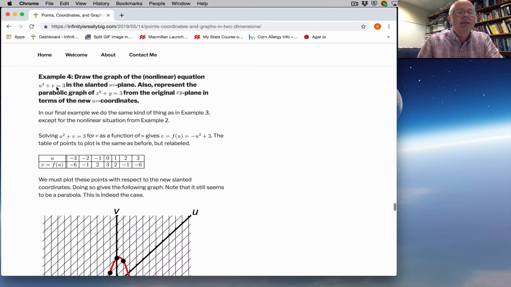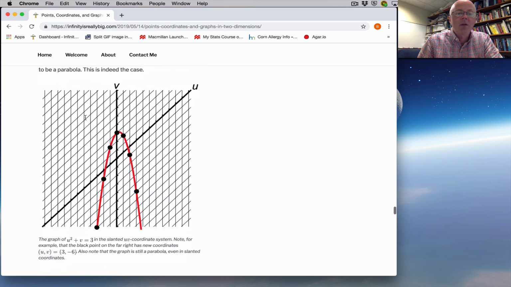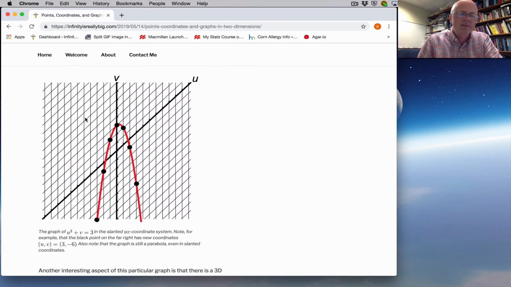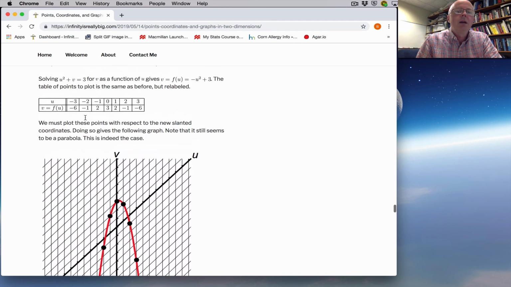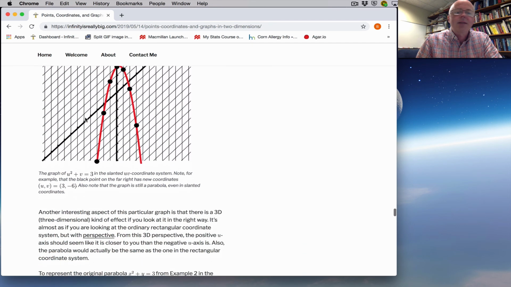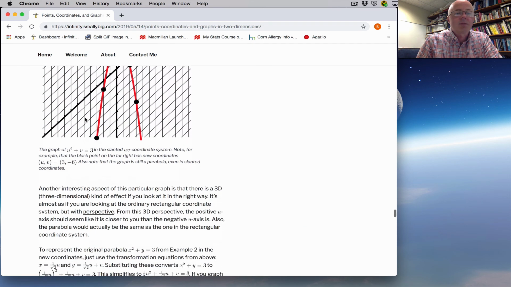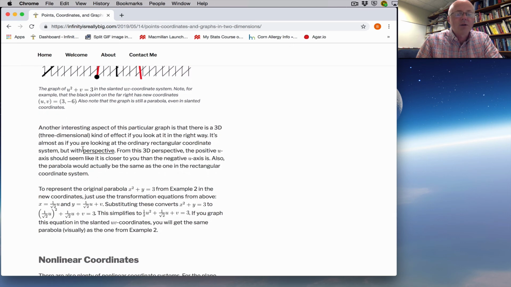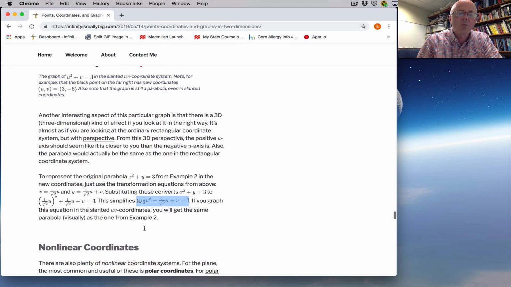Plot this same parabolic equation in the slanted coordinates, and lo and behold, you do get a different graph, but it still looks like a parabola, and in fact it still is a parabola actually. It's not the same parabola as before. Okay, and you can also convert the original graph, the original parabola, to UV coordinates, and you get this equation right there, which you can still solve for v as a function of u.